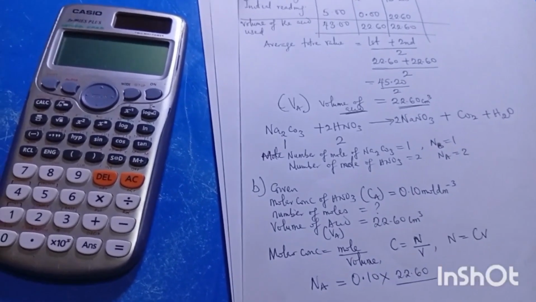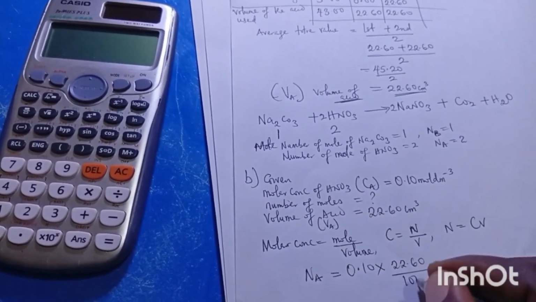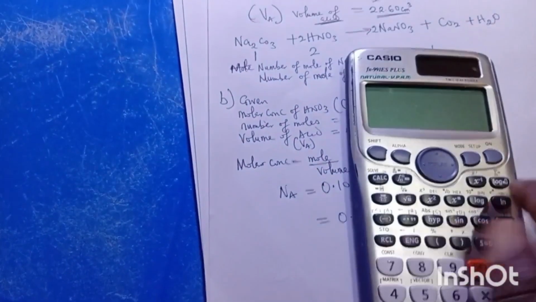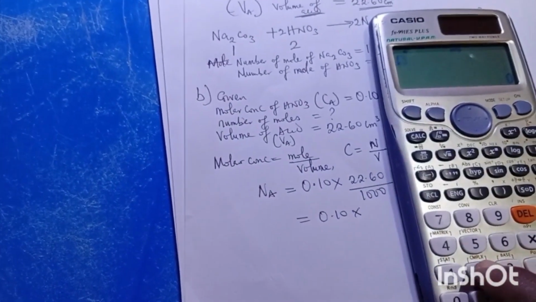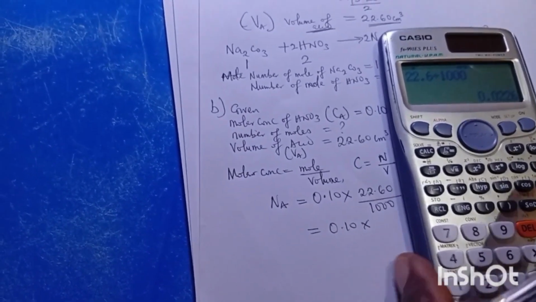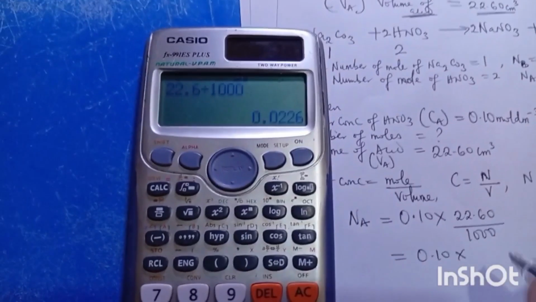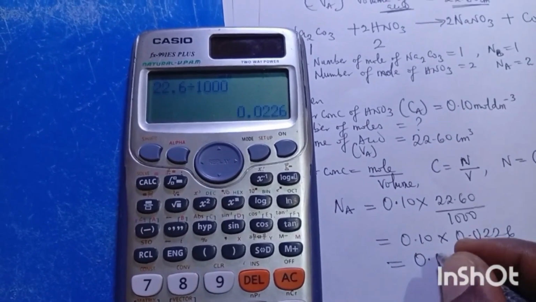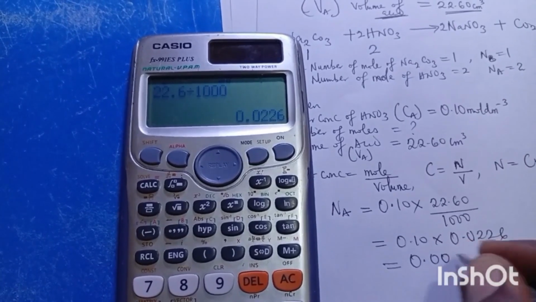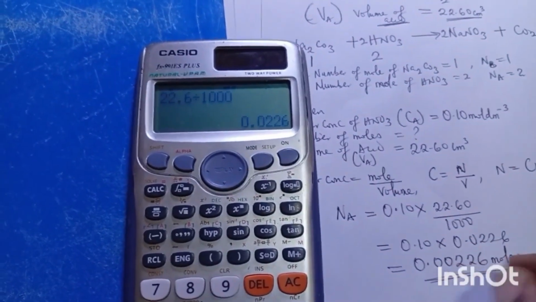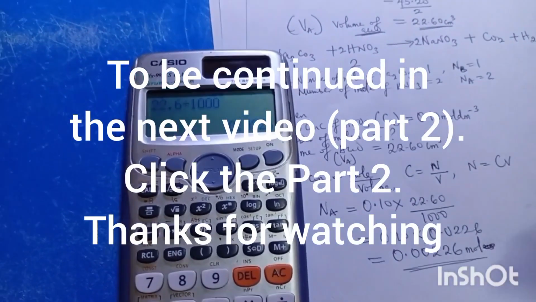22.60, which must be converted to dm cube by dividing by 1000, which means we are saying 0.10 times, maybe we should use calculator to perfect everything for accuracy's sake, 22.6 divided by 1000. So we are having 0.0226. So when we multiply this, we are going to have 0.00226 moles. That is, this is mole, or you leave it like this anyhow if you want it.